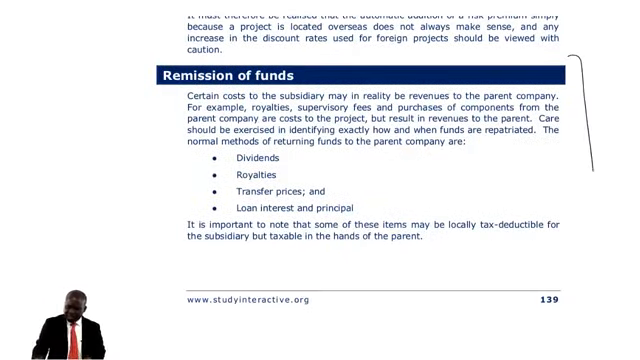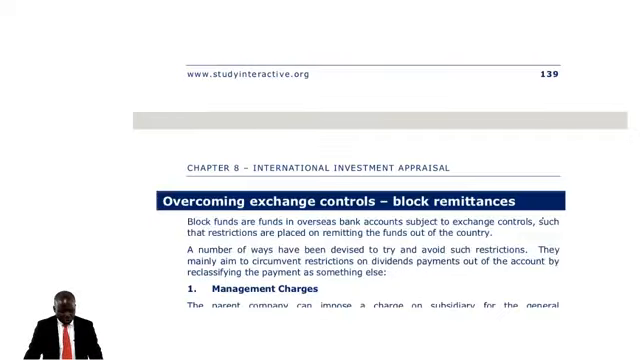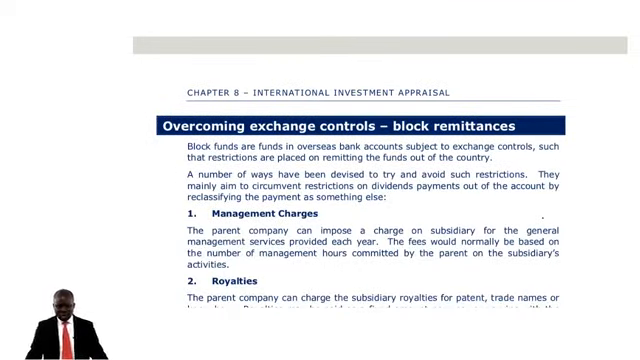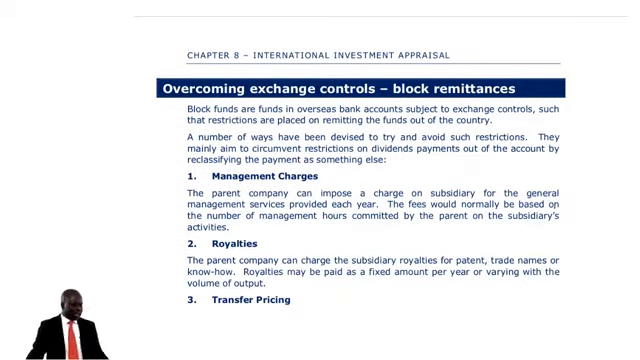Okay, remission of funds. This is actually a repetition. It is also called overcoming the exchange controls, block remittances. If you see the point there, they are the same. Okay, the question that will come here, the examiner is going to ask, how can a company overcome block remittances? Okay, what do we mean by block remittances?